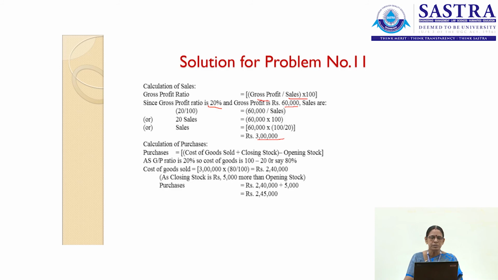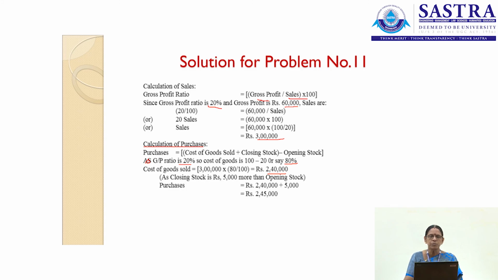So if 20% is your gross profit and gross profit is 60,000 rupees, now my 100% is said to be 3 lakh rupees. Now calculation of the purchases made. What is your purchases? As usual, cost of goods sold plus your closing stock minus your opening stock. As GP ratio is 20%, cost of goods sold is 80%, as we already said. Cost of goods sold is 3 lakhs into 80%, that is 2,40,000. This 3 lakhs is your sales. What is your 80%? That is your 2,40,000. Either way we can calculate sales minus GP, or we can calculate as 80% of your sales.